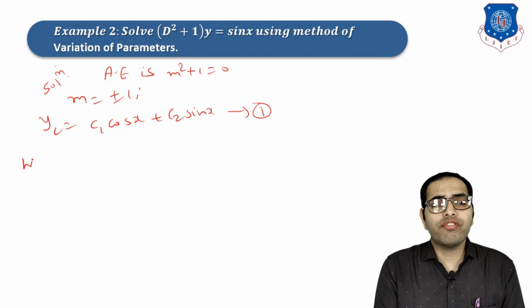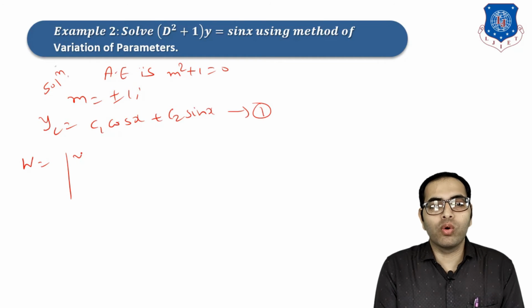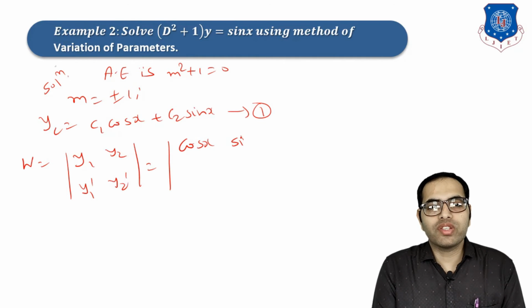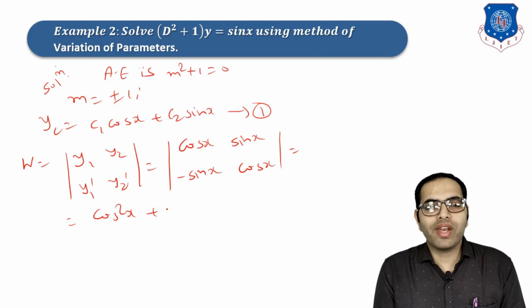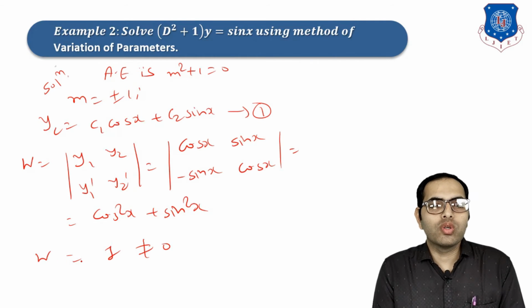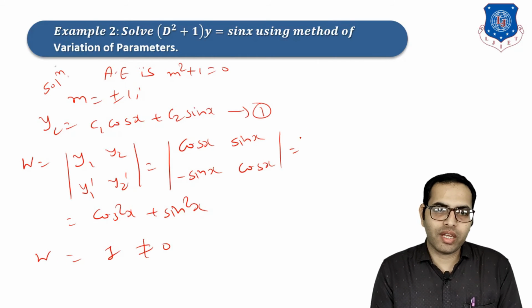Now we find the Wronskian, which is W, the determinant y1 y2 upon y1 dash y2 dash. That means cos x, sin x upon derivative of cos, that is minus sin x, derivative of sin, that is cos x. Just expanding these terms, then cos square x plus sin square x, that is 1, which is not equal to 0. That is the value of the Wronskian.